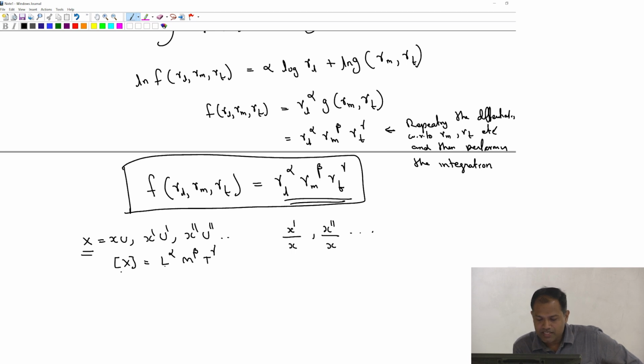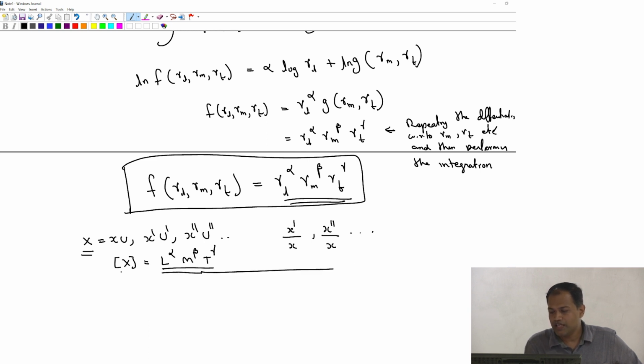If my x had any other form, not just this power law form, anything else, then my reduction ratio cannot be like this, because reduction ratio is by definition when I am going from one system of units to another system of units. So, any x that I choose, if the dimensions do not have this form, then I cannot have this form of reduction ratio.